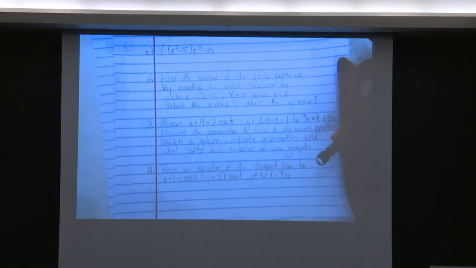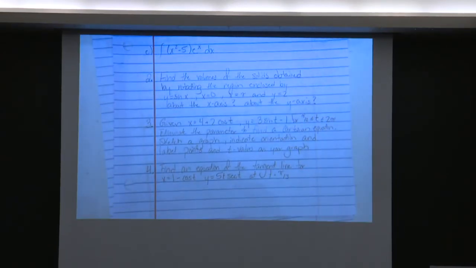So the next problem says, given x equals 4 plus 2 cosine t, y equals 3 sine t minus 1, for t from pi over 2 to 2 pi, eliminate the parameter to find the Cartesian equation, sketch a graph, indicate the orientation, and label points and t values on your graph. So basically, your Cartesian equation just needs to include x squared and y squared.